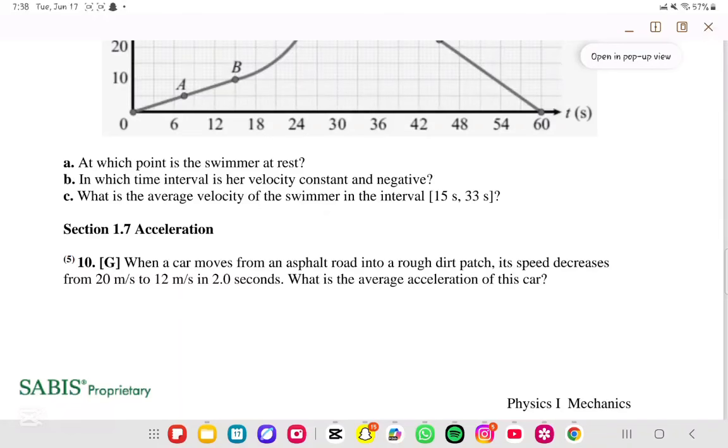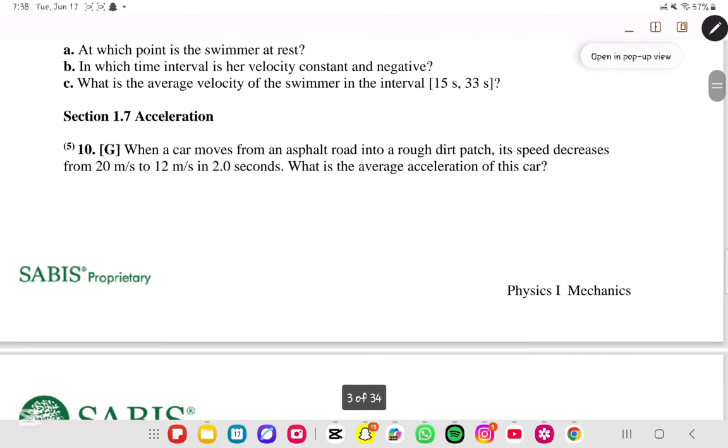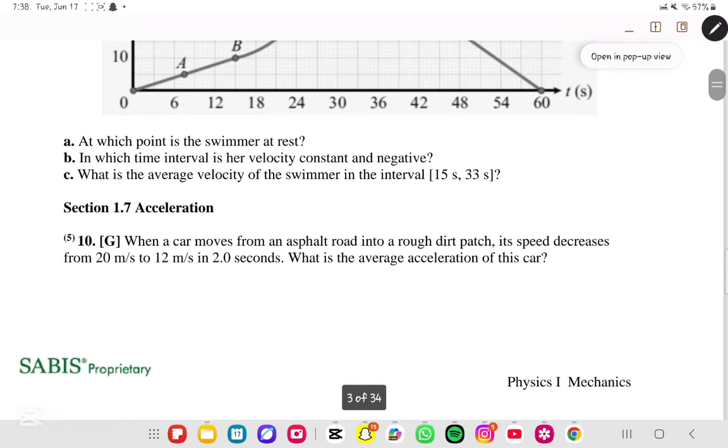Hello guys, welcome back to chapter 1 of mechanics course revision questions. I will continue solving from section 1.7. So section 1.7 is only one question, which is 10 grid.